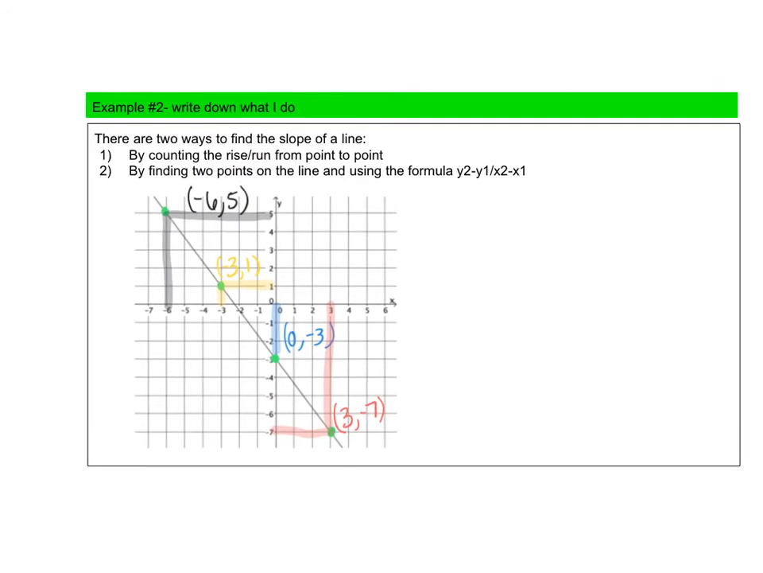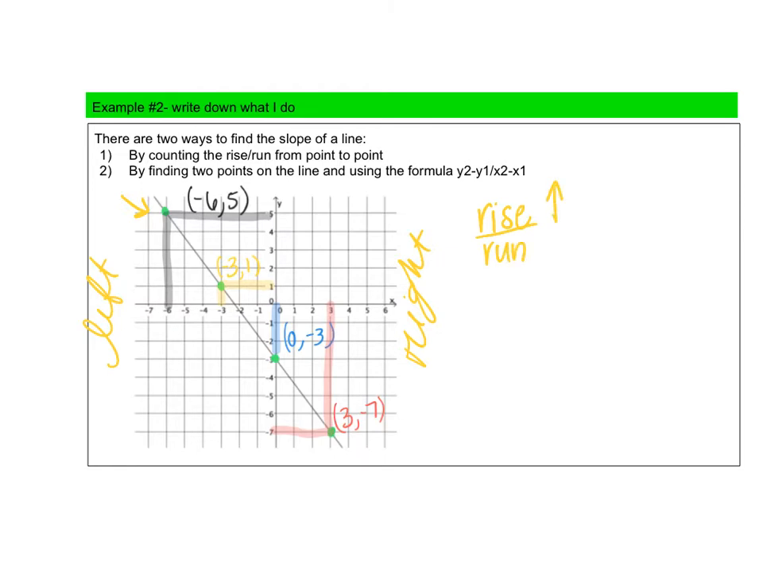What I'm going to do from there is count the rise over run. So I always want to start on the left side of my graph and look towards the right. Looking at the left side, the first point I see is this one right here. So I'm going to start with this point, and I'm going to count my rise and my run to get to my next point.